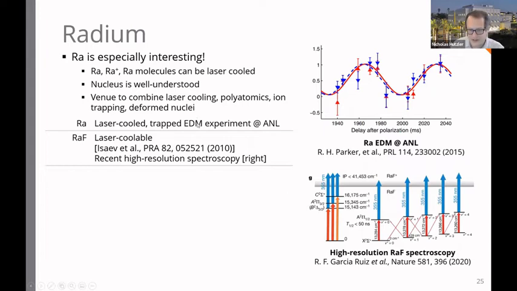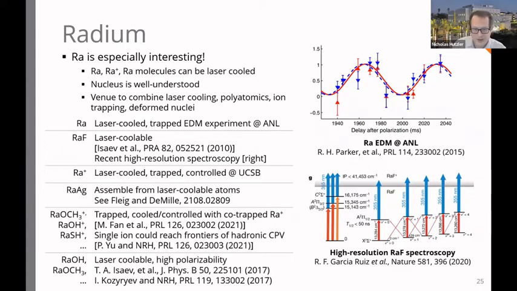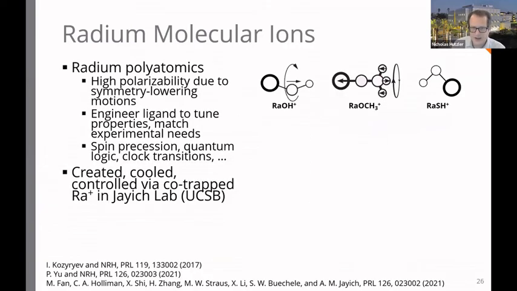So radium is the subject of an EDM experiment at Argonne National Labs. Radium fluoride, there's this recent exciting spectroscopy on, and there's been more since then as well. And it has this laser coolable structure. But there's a lot of other species as well: radium ion clocks, radium assembled ultra-cold molecules, trapped polyatomics, laser coolable neutrals. So there's a lot of cool things going on with radium.